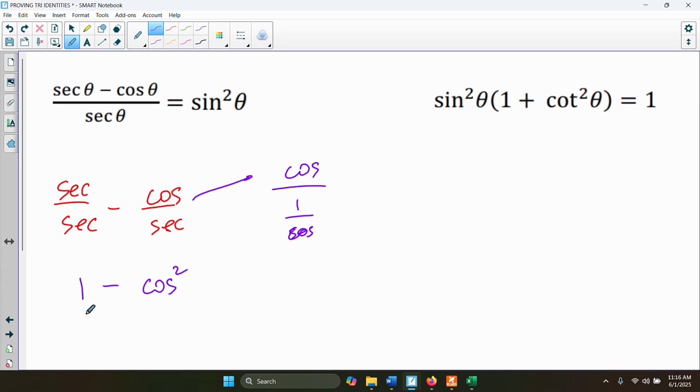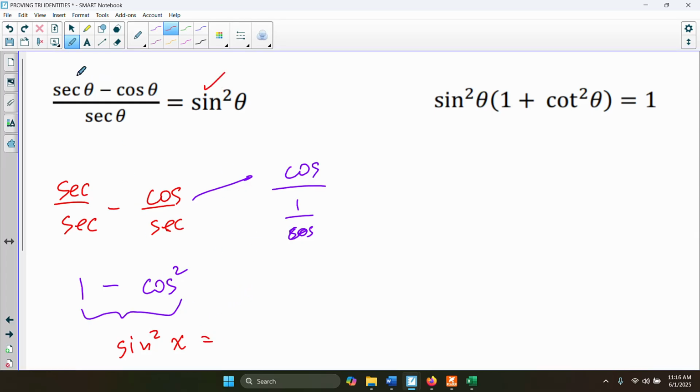And if that's the case, well, this instant recognition, after a little bit of work, comes from the Pythagorean identities. Well, this is just sine squared of theta, and that's exactly what's on the other side.